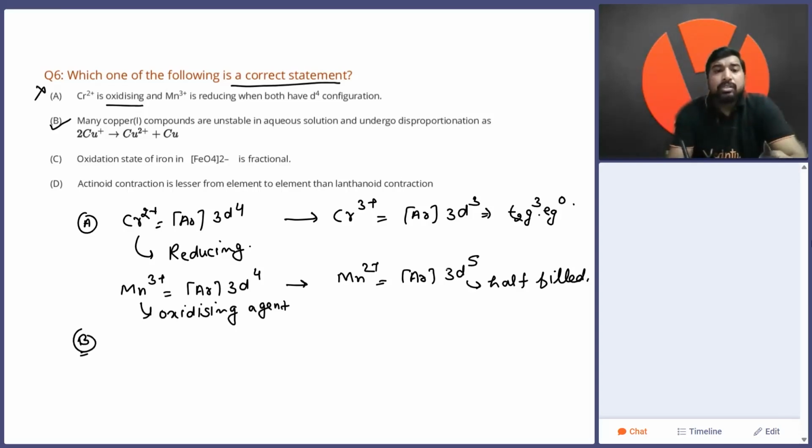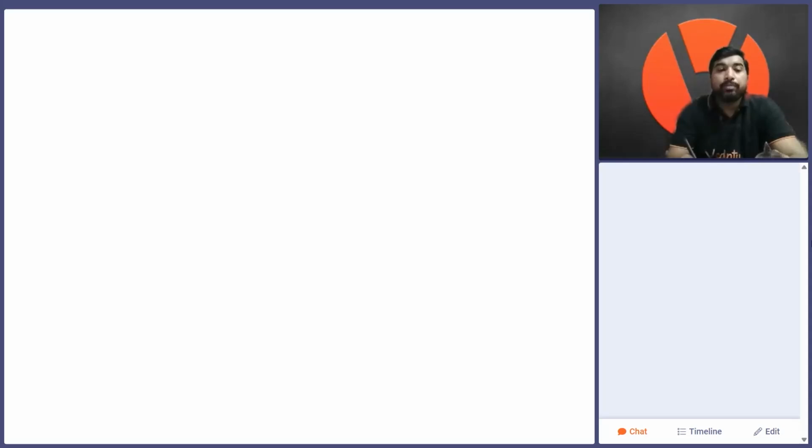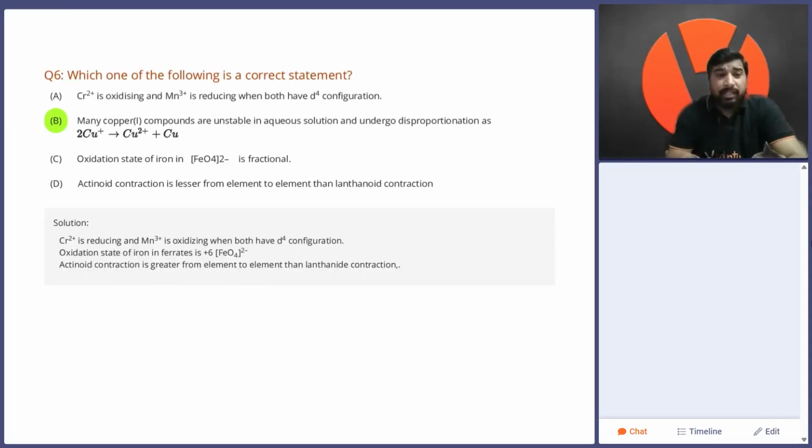If we talk about statement C, the oxidation state of iron in FeO4 2 minus is +6. That is not fractional, it is a whole integer. If we talk about actinoid contraction being lesser from element to element than lanthanoid contraction, no, this is also not the right statement. In the case of actinides there are 4f and 5f orbitals. Because of the 5f subshells, the actinoid contraction is greater as compared to the lanthanoid contraction. So this statement is also wrong, hence the right answer should be B. So let's cross check the answer. Definitely B is the right answer.